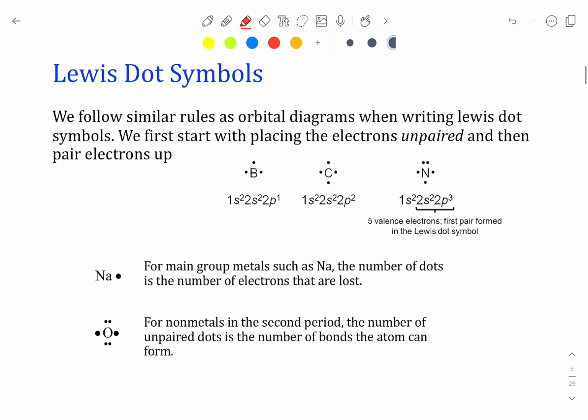We do have to follow similar rules as our orbital diagrams when writing our Lewis dot symbols. We first start by placing the electrons unpaired and then pair electrons up. Like I was saying before, we treat it like a box. We put one electron on either side of the box before we start pairing them up. That way we end up with a maximum number of 8 dots. We cannot exceed 8 dots.